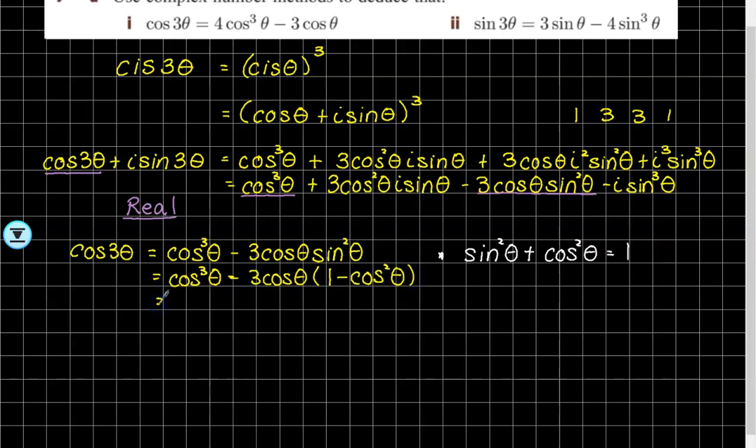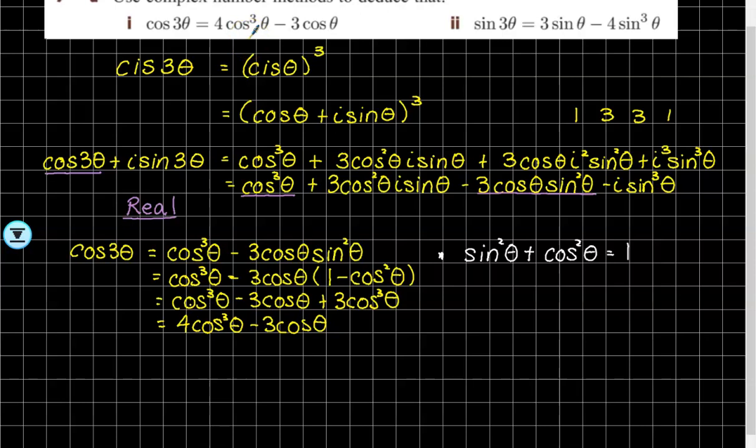Why would we be a little bit smiley, a little bit rejoicing? Yeah, Josh? Correct. He said if you expand that out, so 3 cos theta times 1 is 3 cos theta. Negative 3 cos times negative cos squared gives you a positive 3 cos cubed theta. So I've got a cos cubed plus 3 cos cubed, so that gives me 4 cos cubed minus 3 cos theta, which is, huzzah, what we were after.